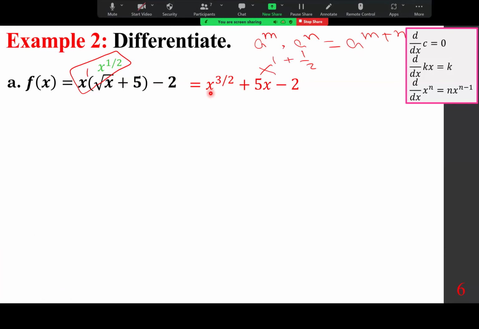We have 3/2 sits in front, x to the power of subtract 1, 1/2, plus 5 minus 2 results in 0. We don't write it. And x to the power of 1/2, we can take it back to the square root.